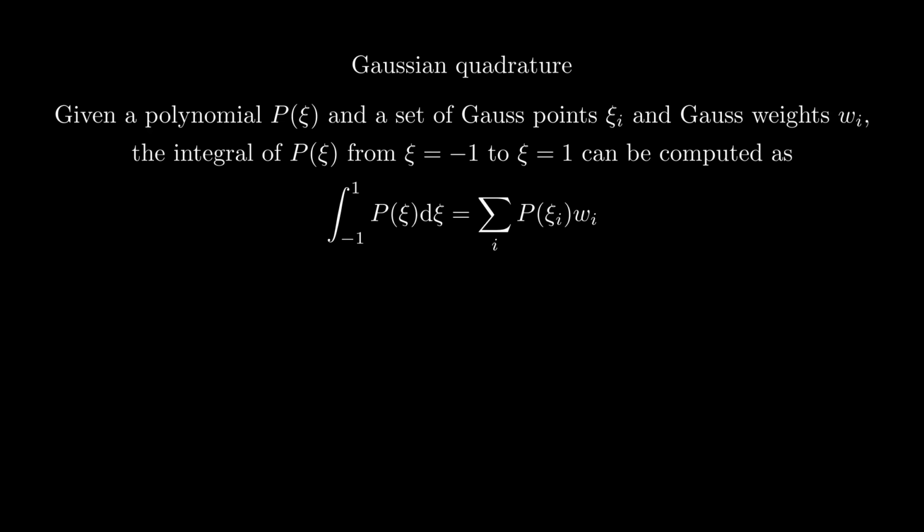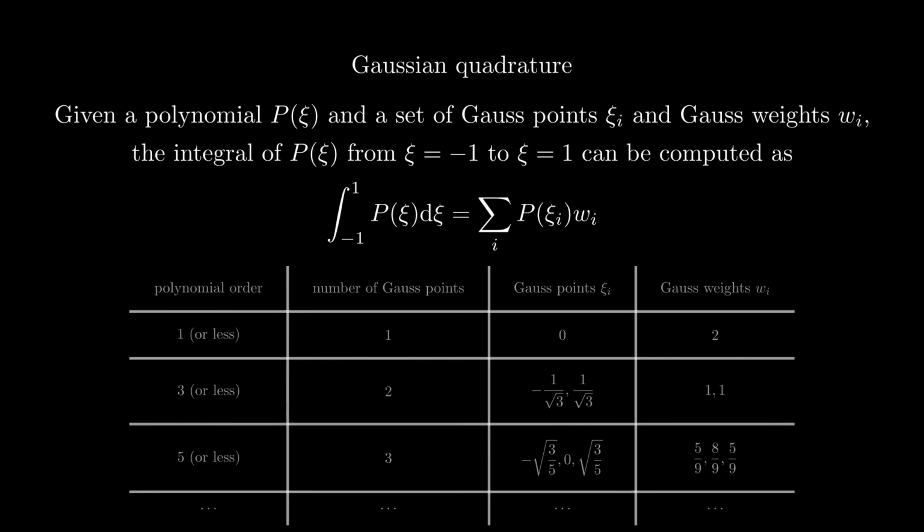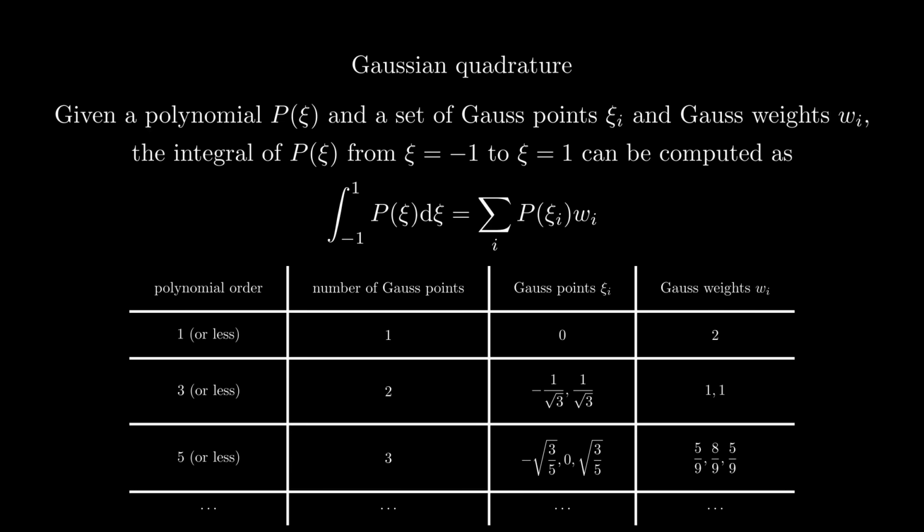This numerical method is very attractive because the integrals are not approximated but computed exactly if the right number of Gauss points and Gauss weights are chosen. The higher the polynomial order, the more Gauss points and Gauss weights need to be considered. The optimal location of the Gauss points and the values of the Gauss weights can be derived a priori and they can be stored in lookup tables. Here are some exemplary Gauss points and Gauss weights for different polynomial orders.